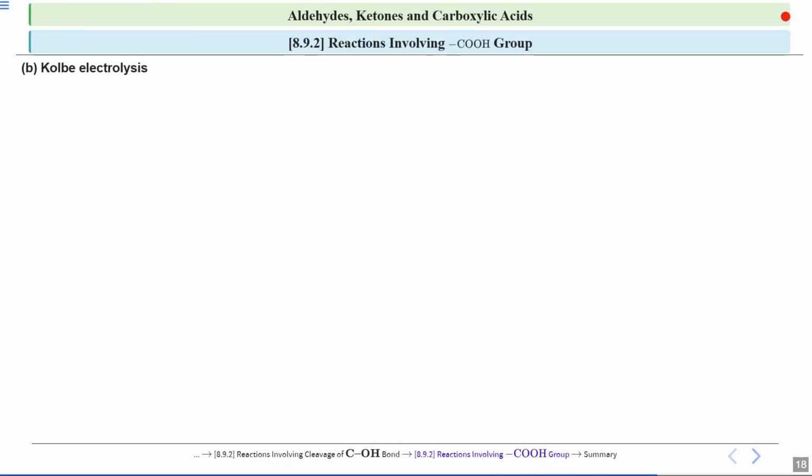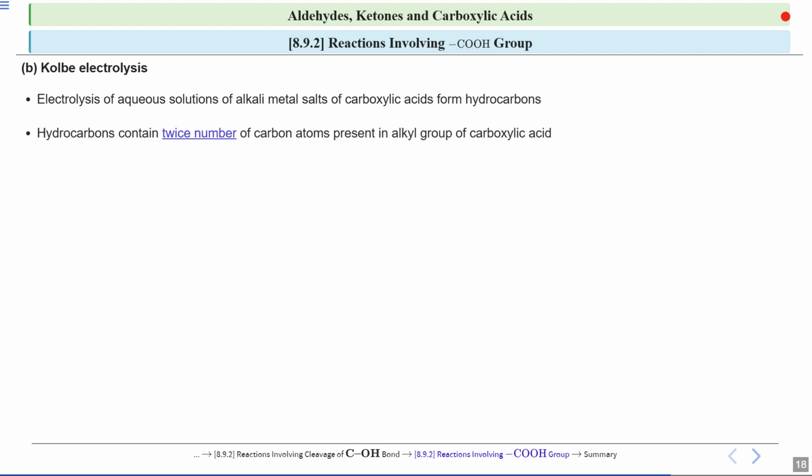Next, we are going to see Kolbe electrolysis. This is a method where we use electrolysis to transform carboxylic acid into hydrocarbons. During this process, we perform electrolysis on an aqueous solution of alkali metal salts of carboxylic acids. This results in the formation of hydrocarbons. An interesting aspect of this reaction is that the hydrocarbons formed contain twice the number of carbon atoms as the alkyl group in the original carboxylic acid.